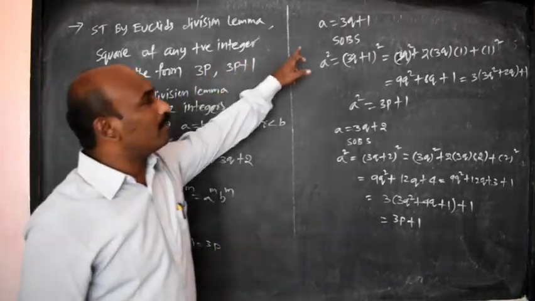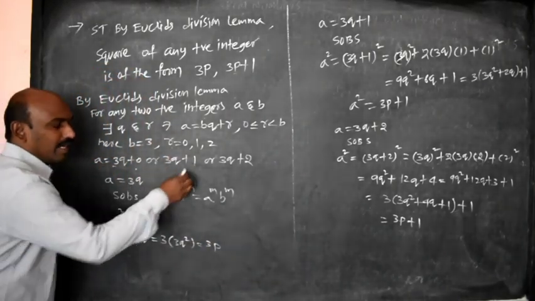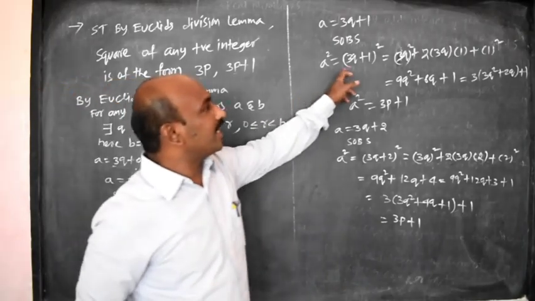Now we take the second number, since the first number we have done. Again squaring on both sides, you will get a plus b whole square.